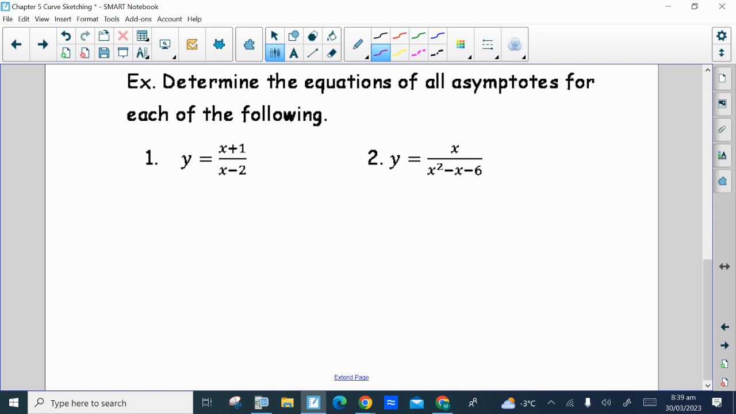So this next example then says, determine the equation of all asymptotes for each of the following. So in this case here, we may have vertical asymptotes as well as horizontal asymptotes. Remember that your vertical asymptotes come from non-permissive values. The restriction on x here is that x cannot equal positive 2.